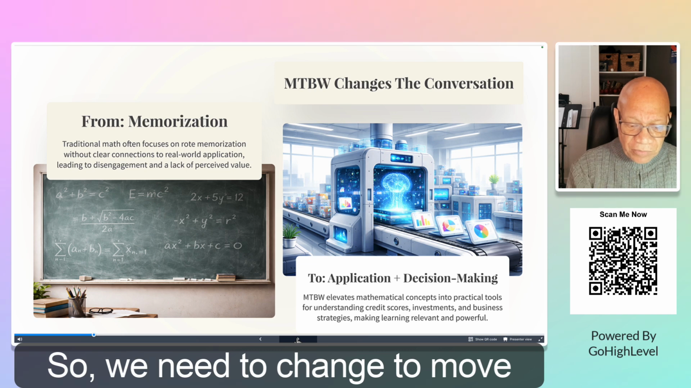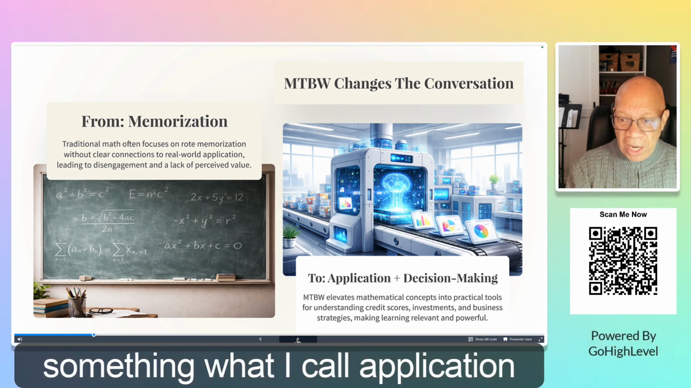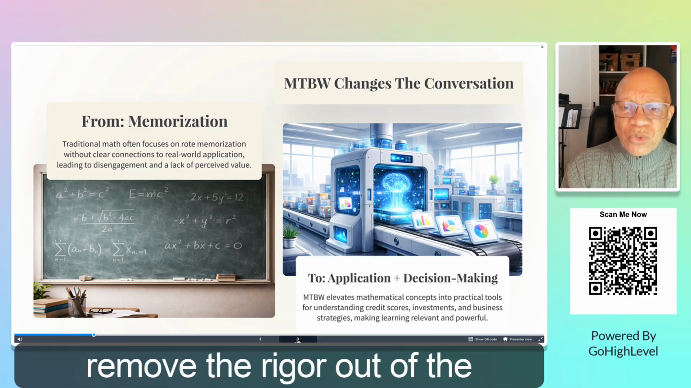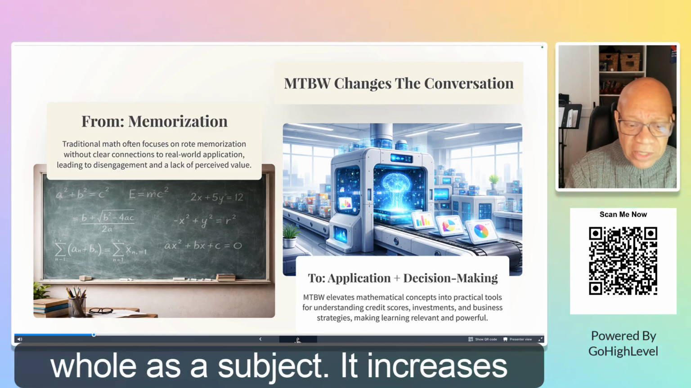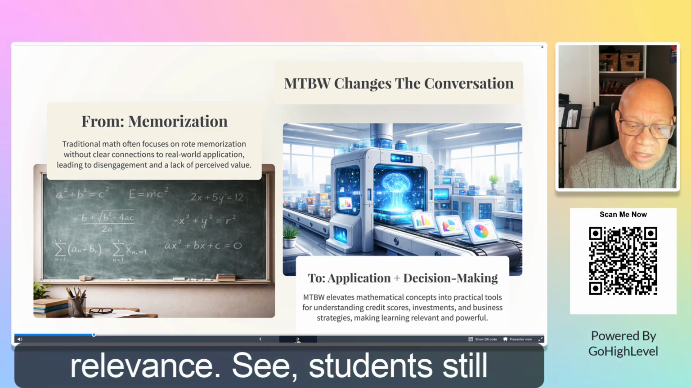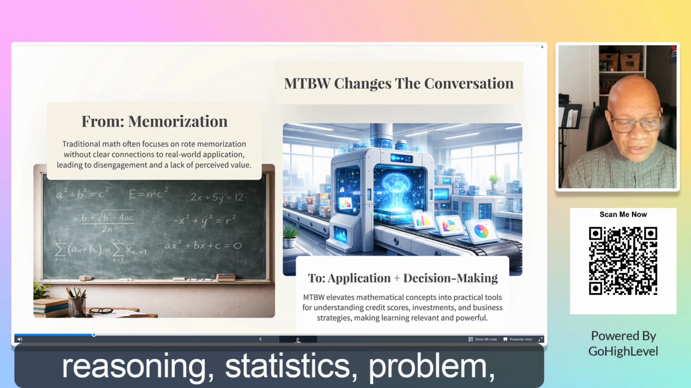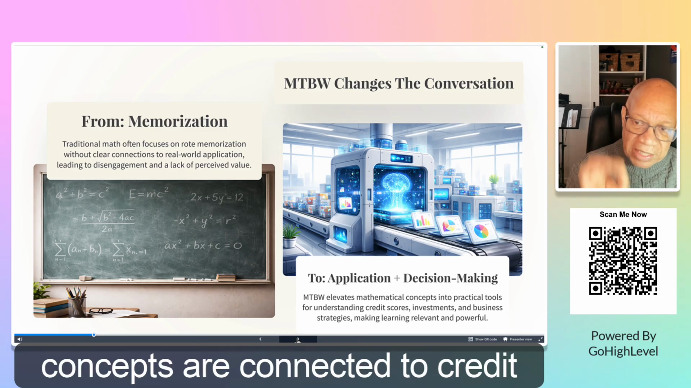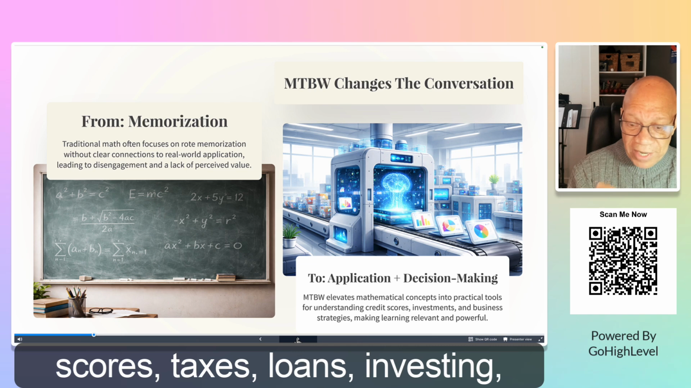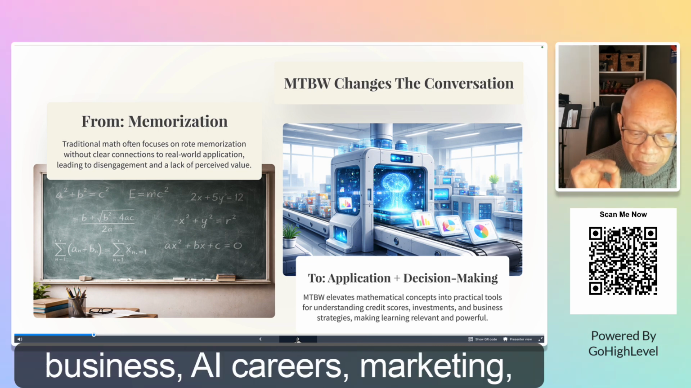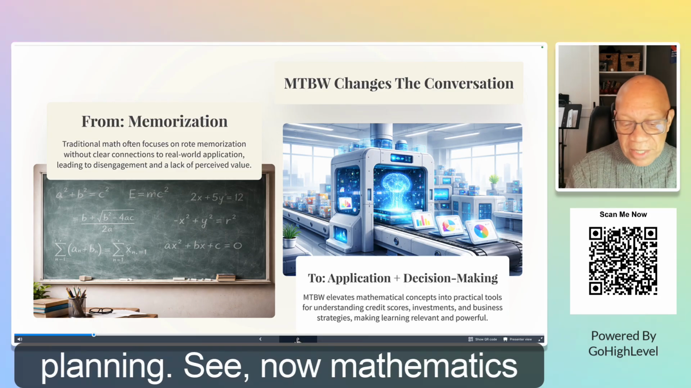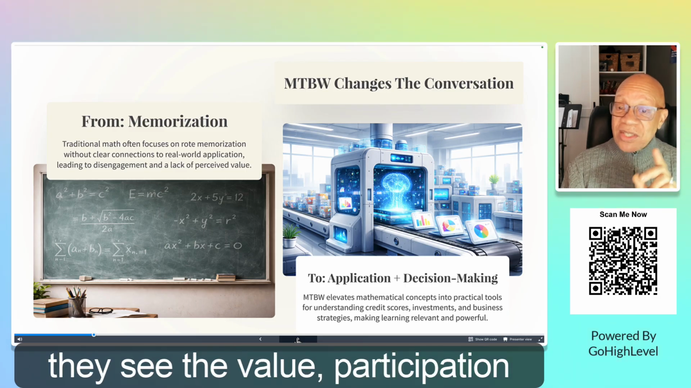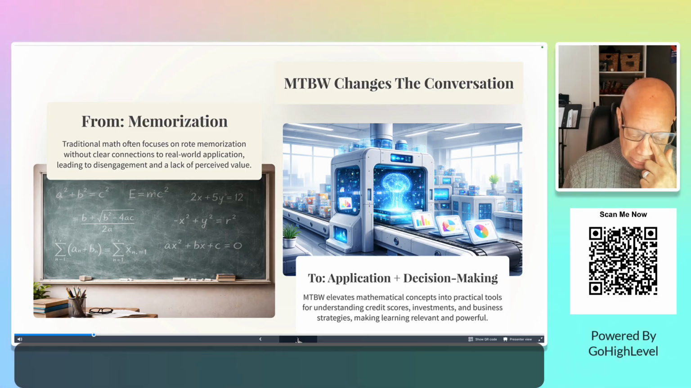So we need to move away from memorization to something I call application plus decision making. Math That Builds Wealth does not remove the rigor from the curriculum or from mathematics as a subject. It increases relevance. Students still learn algebra, proportional reasoning, statistics, problem solving, critical thinking. That is still happening. But now those concepts are connected to credit scores, taxes, loans, investing, business, AI careers, marketing, entrepreneurship, retirement planning. Now mathematics becomes a decision-making tool. And when students see the value, participation changes.